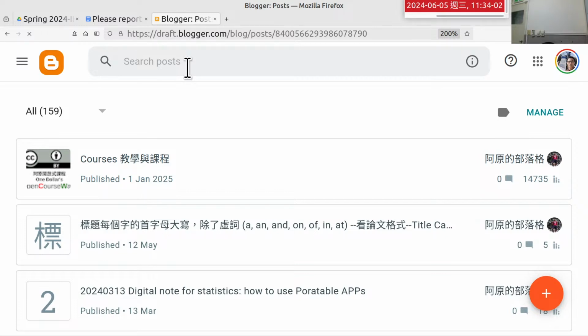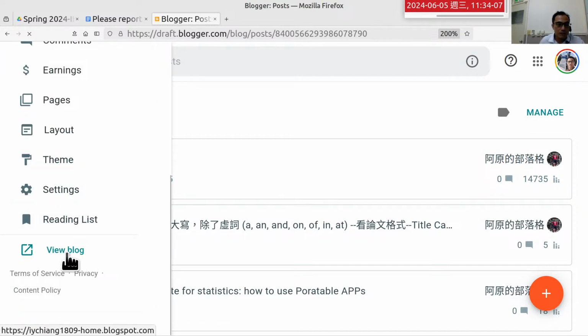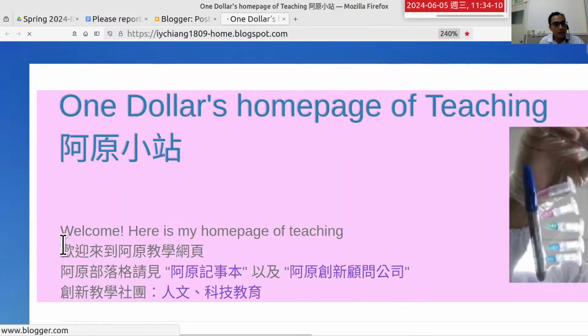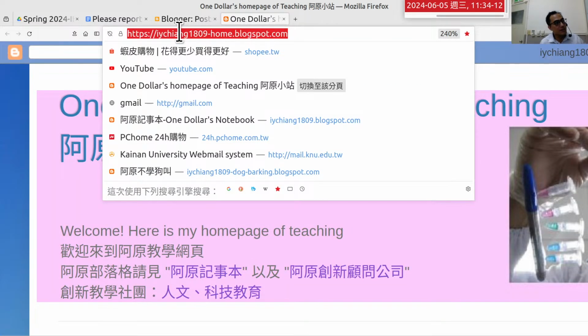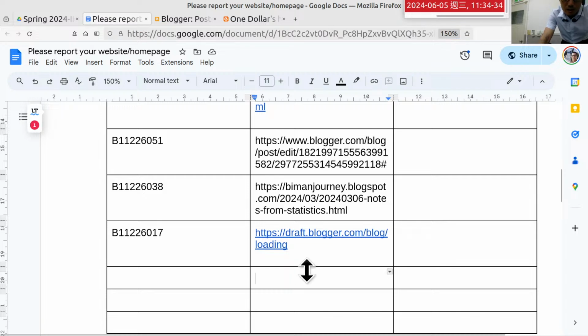Please select View Blog, click View Blog, and copy and paste this site. Okay, got it? Okay, good. So please modify it here.